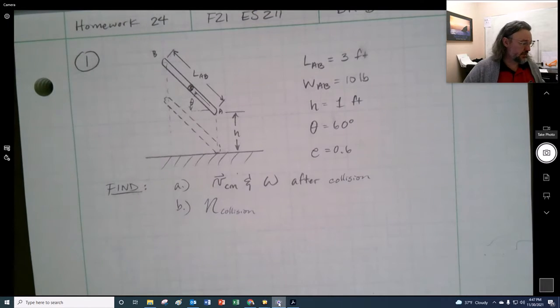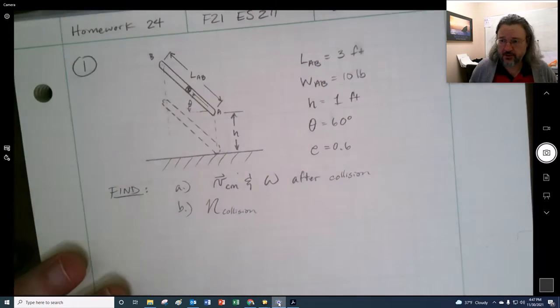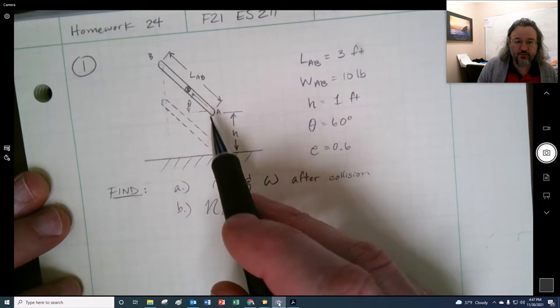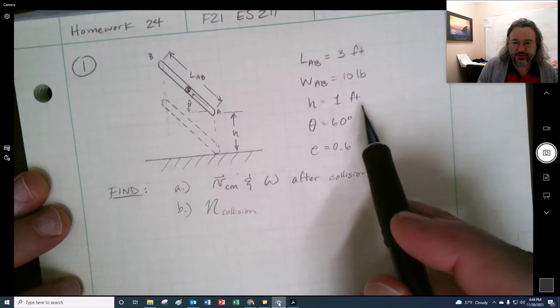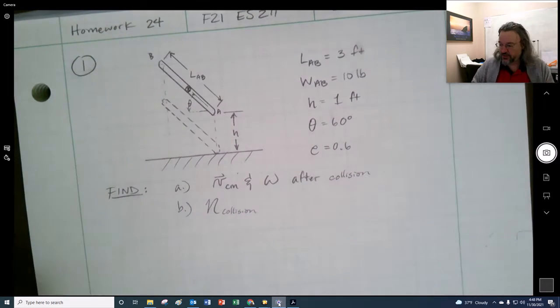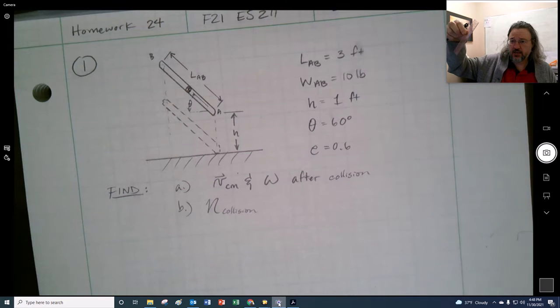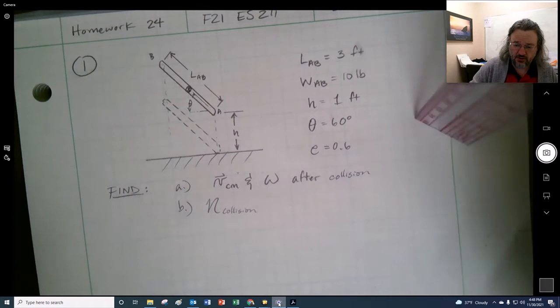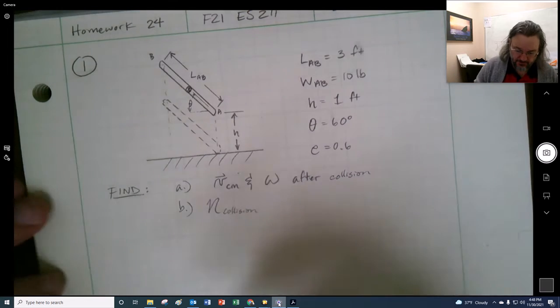So I've written this out, and I've actually solved it already, so hopefully I got all the bugs out of this. We could do this a couple different ways. It's starting from rest at a height about 1 foot from the ground, and it's going to drop, and it's going to go boink, and it's going to rotate.